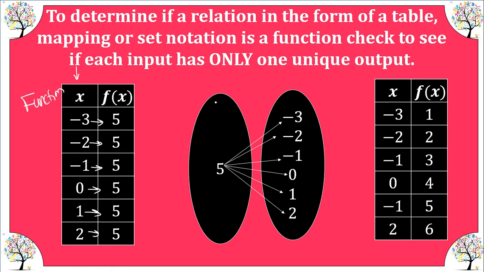This mapping, so these are our input values or the x values, and these are our output values called the y. This 5 is going to -3. This 5 is going to -2. It's also going to -1. So you can see that this input value 5 does not have one unique output. It has many. So this is not a function.